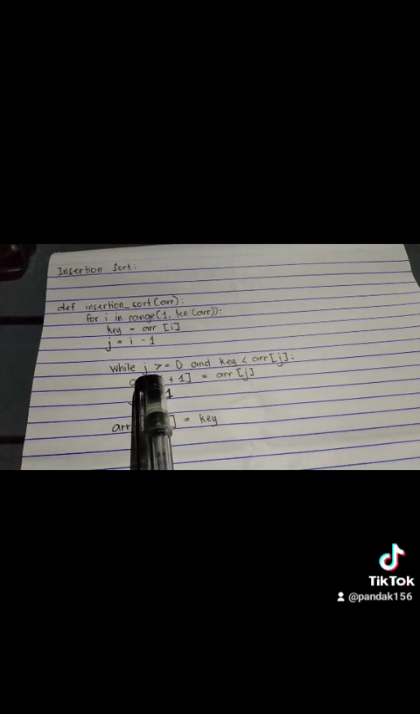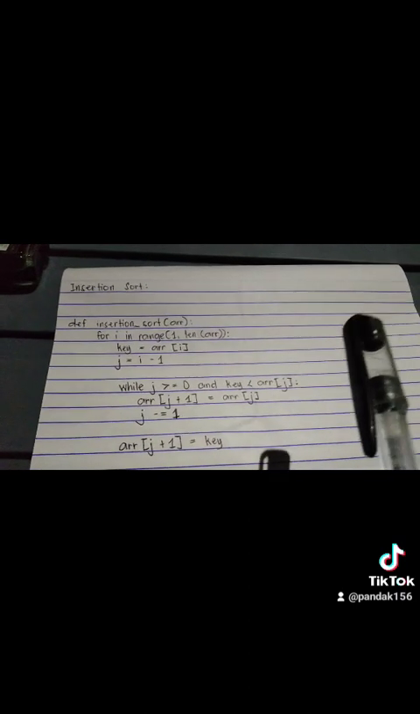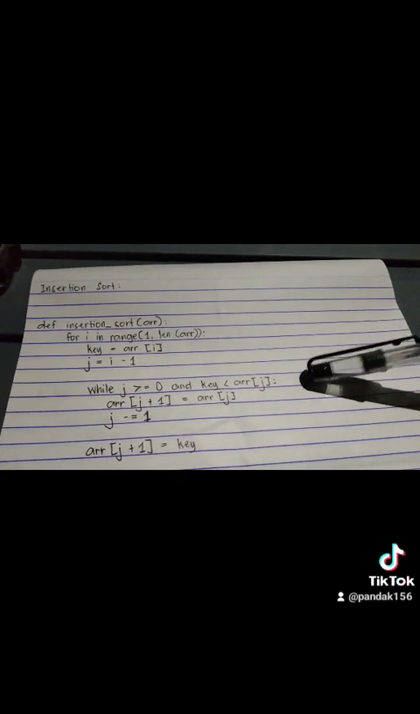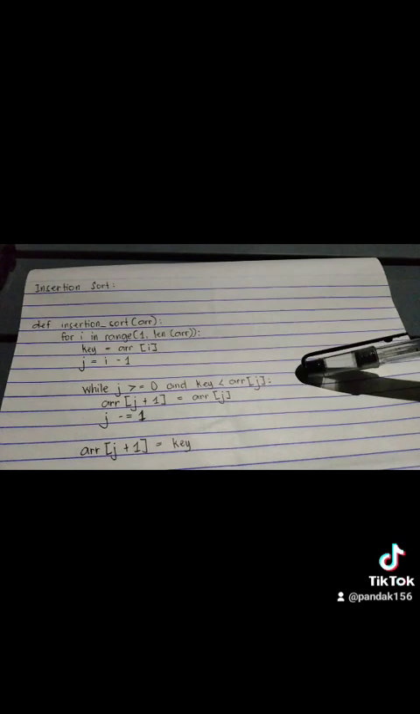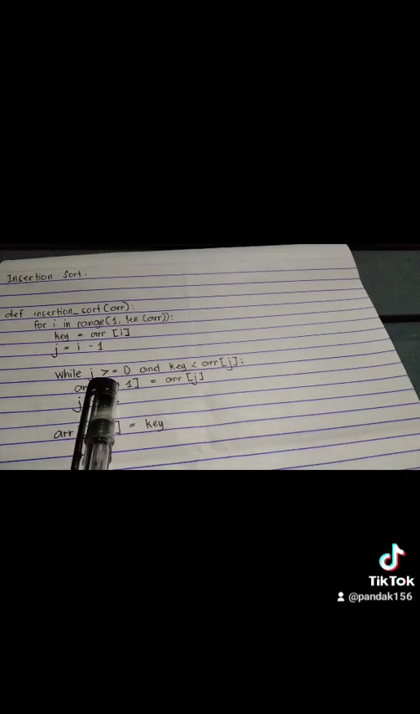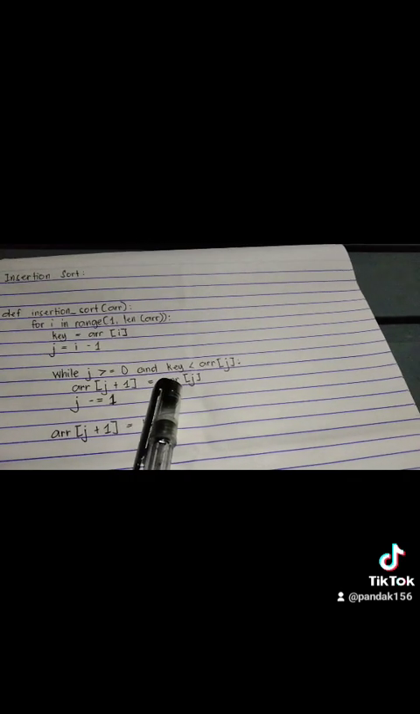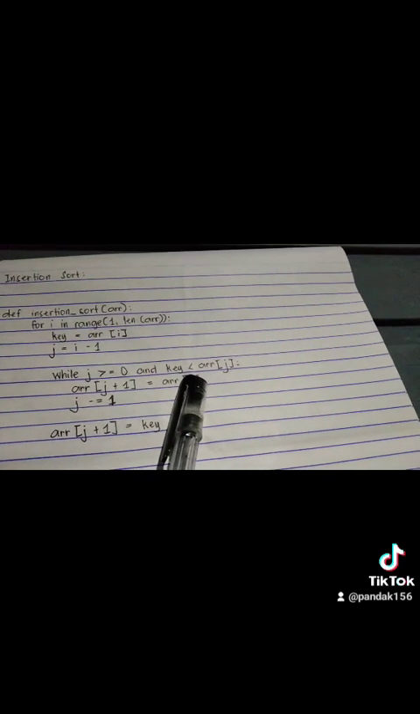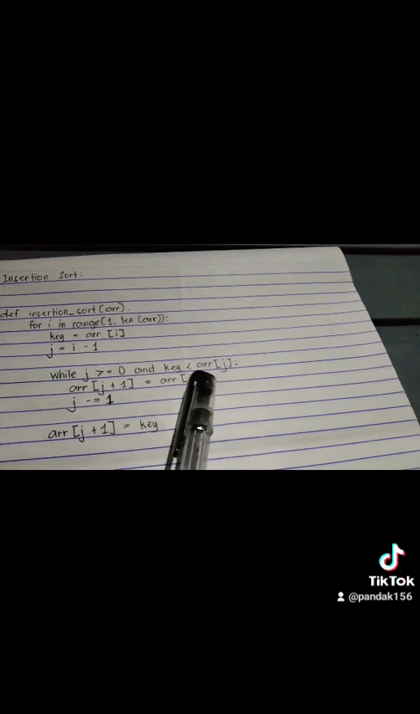while j >= 0 and k < array[j]. In this line, initiates a while loop that continues as long as j is greater than or equal to 0 and k is less than the element at the index j in the sorted part of the array.